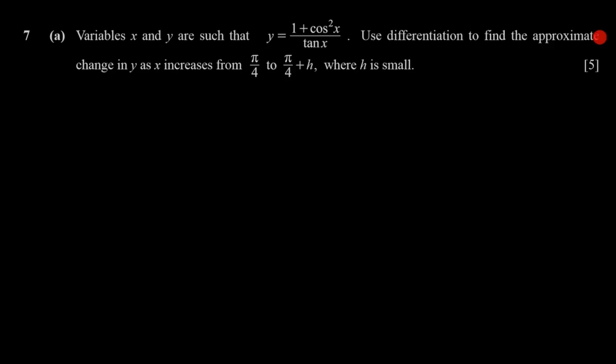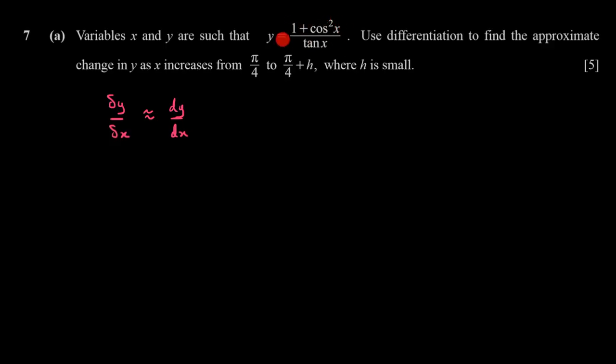Okay, this is an approximate change question. It's good sometimes to categorize questions. And you should know that an approximate change question is going to use this relationship that delta y divided by delta x is approximately equal to dy dx, where dy dx is the gradient of the tangent. So in order to do this question, first we need to differentiate this expression here.